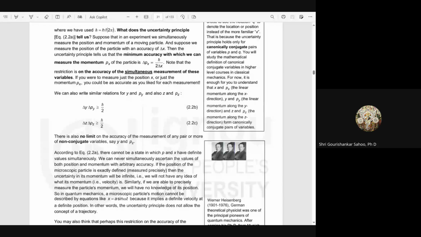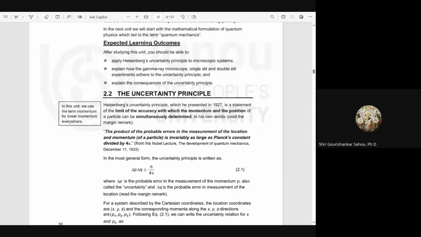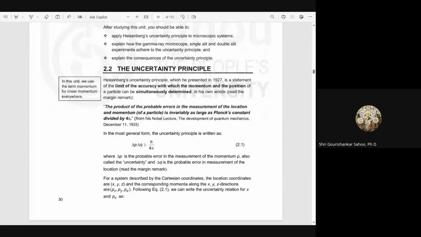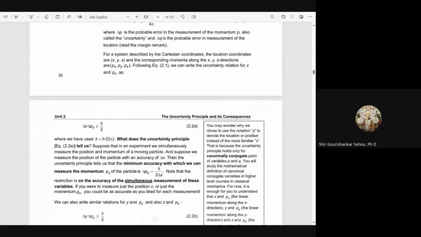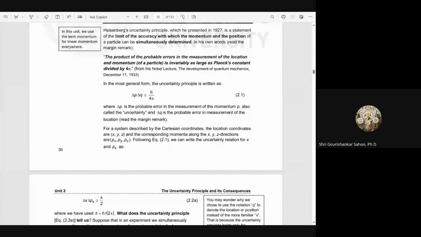Which we will also discuss in detail later on. The product of the probable errors in the measurement of the location and momentum of a particle is invariably as large as Planck's constant: del P del Q is greater than or equal to h by 4 pi. So del P is the probable error in measurement of momentum, and del Q is the probable error in measurement of location or position. Similarly, you can have del E del T is greater than or equal to h by 4 pi.